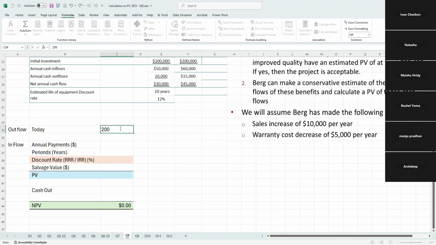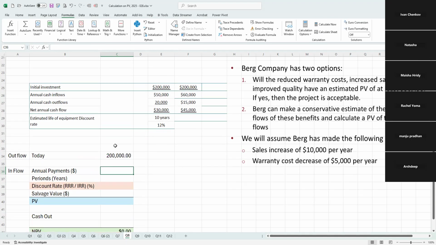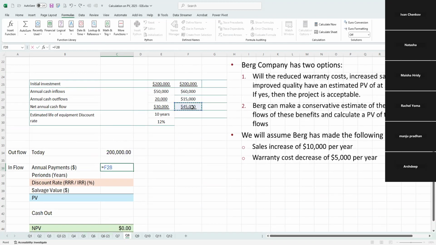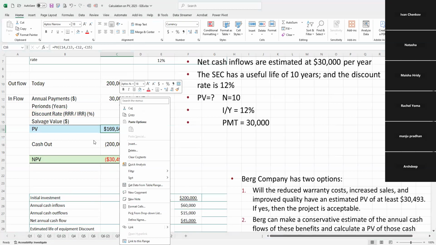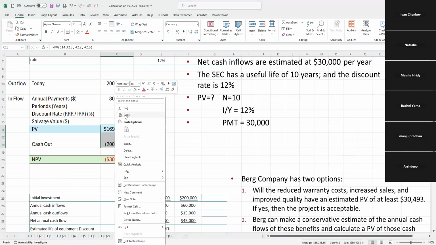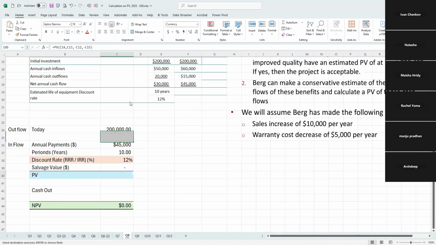The question is where we are now. Again, we still have to spend $200,000, but the annual payments that we're going to get now are 45,000. We're still going to be over 10 years, and we still want 12%. Salvage value, no salvage value in this case. So I'm going to copy and paste these two. They should naturally flow in the same format. So where are we now?